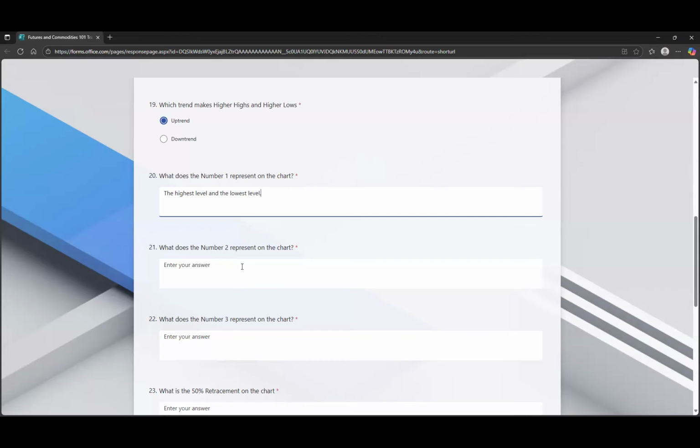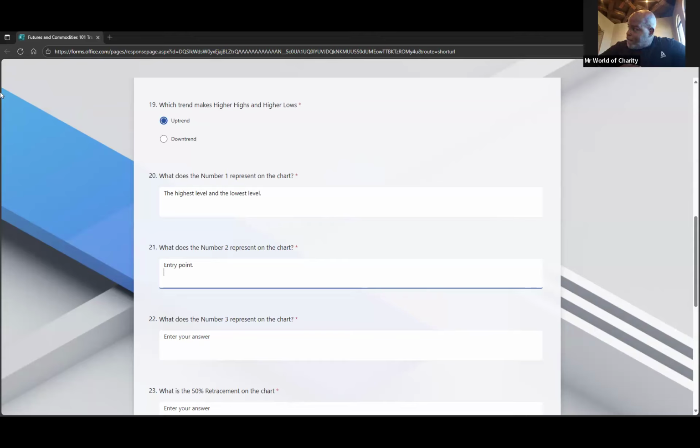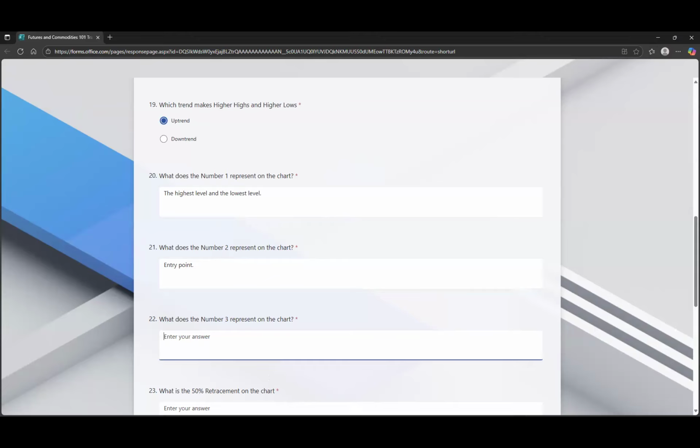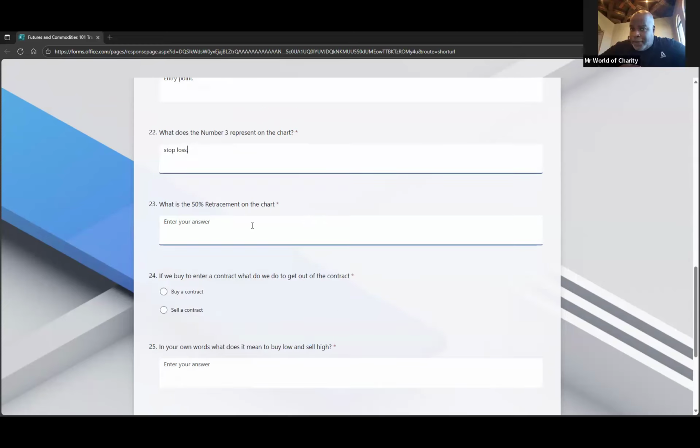What does the number 2 represent? Entry point. Excellent. Will you enter the trade? Very good. What does the number 3 represent on the chart? The exit. Yes, sir. Stop loss. I'm sorry, I didn't use the proper terminology. Stop loss. That's all. We use the 3 for our exit though.